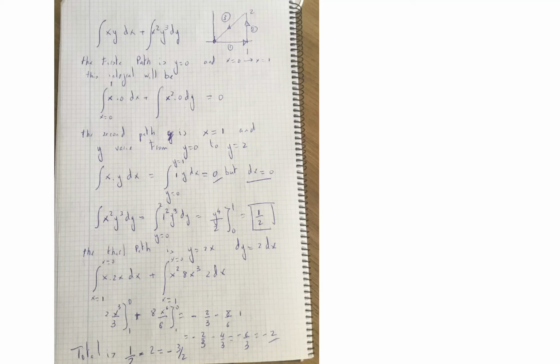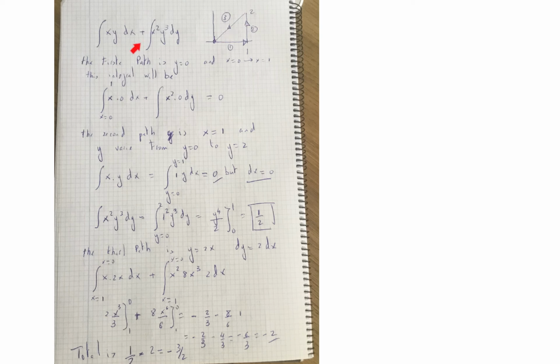Leonardo, this is the line integral that I did. This is the function I think that you put. This is the path. The first path goes from x equals 0 to x equals 1 and y is 0 on the first path. The second path is x equals 1 and y varies from y equals 0 to y equals 2. And the third path goes through the line y equals x.